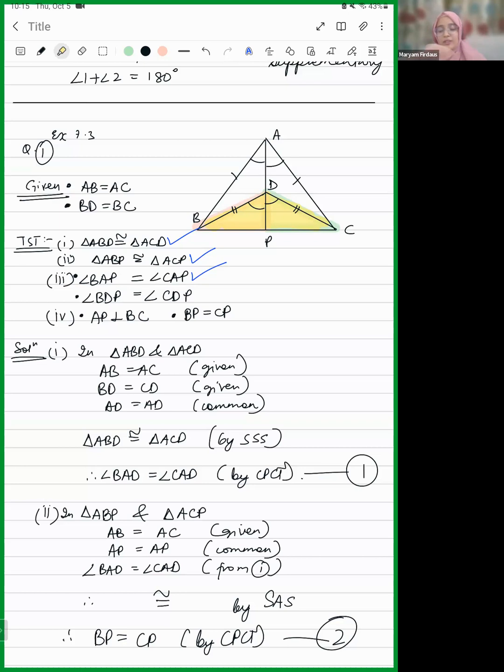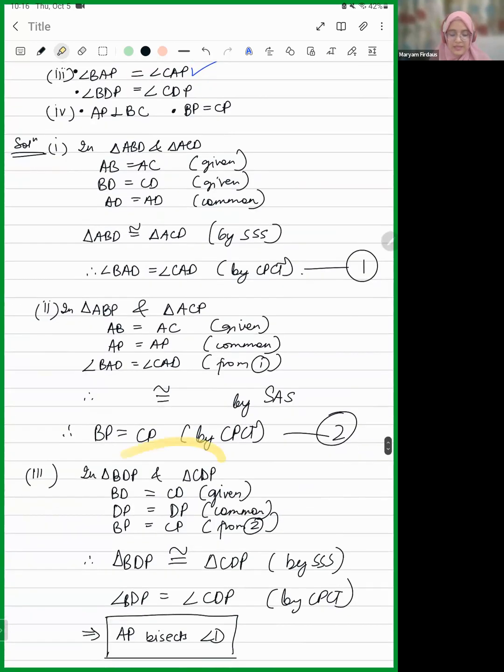Okay, anyone has gotten the clue? You have to prove that AP is perpendicular to BC. See, it's very simple. Look at these two triangles, the yellow one and the green one. We have just now shown that they are both congruent, BDP and CDP.